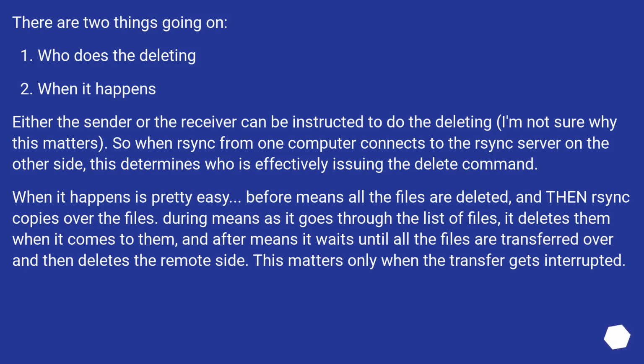Before means all the files are deleted, and then rsync copies over the files. During means as it goes through the list of files, it deletes them when it comes to them. And after means it waits until all the files are transferred over and then deletes on the remote side. This matters only when the transfer gets interrupted.